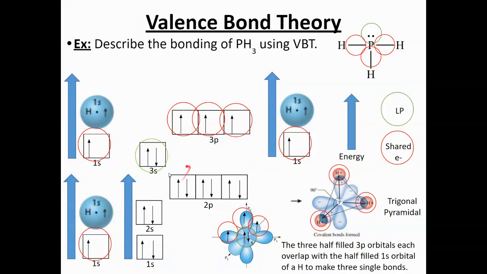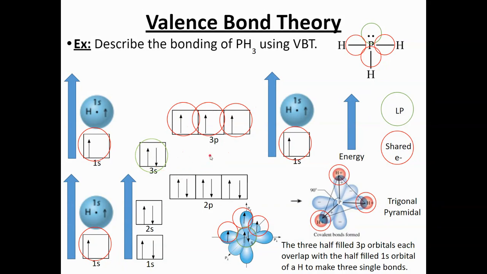Oftentimes, just to shorten things up, you don't have to show all the non-valence electrons or the core electrons. You can leave those out. For example, if you had used the ellipses and left this out and just included the valence electrons, that would have been acceptable as well, just to shorten how much work you have to do in your drawing.